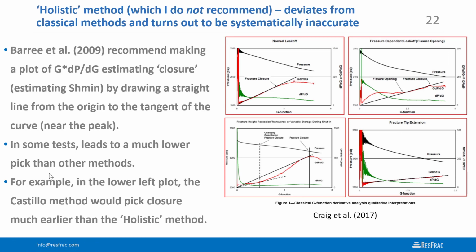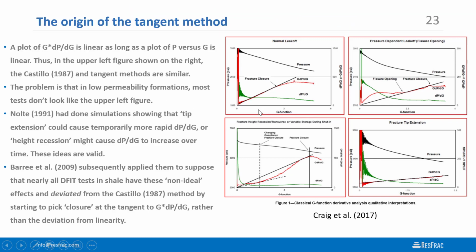So this is the holistic method. The key paper here is Barree et al. 2009. They also call it the holistic method. And here's how it deviates. Let me see here. So first, let's talk about the origin of it. It actually begins with something that's consistent with the Castillo method, but then it changes. So here's how it's consistent.